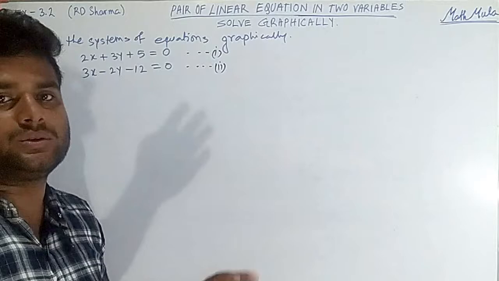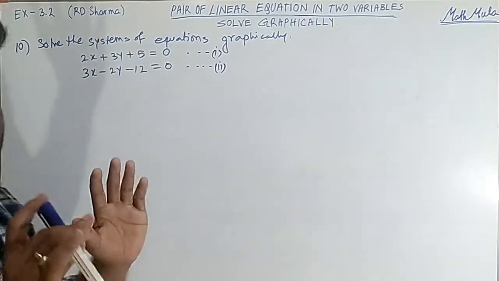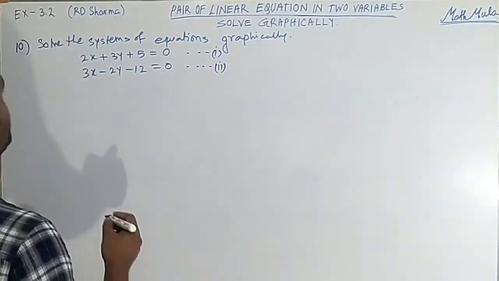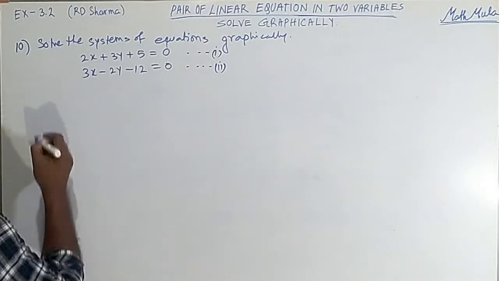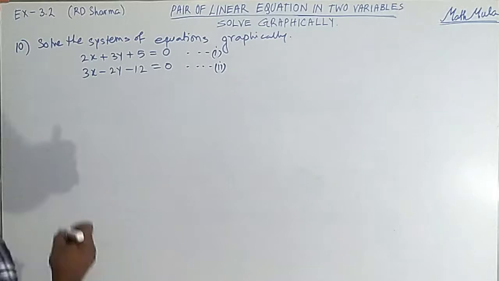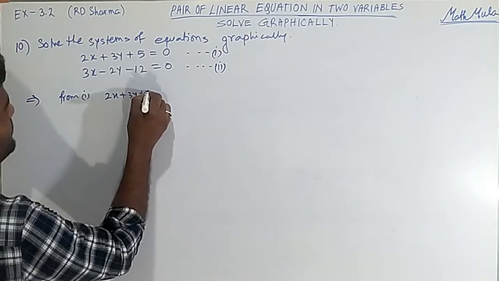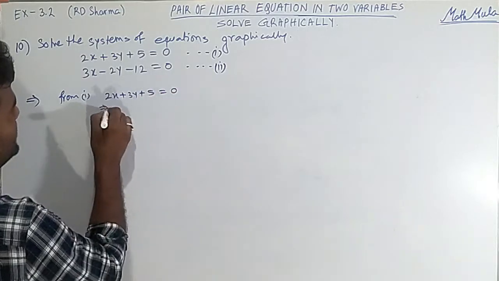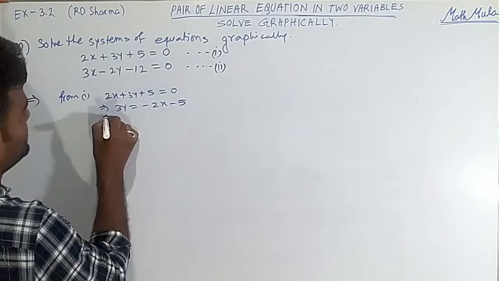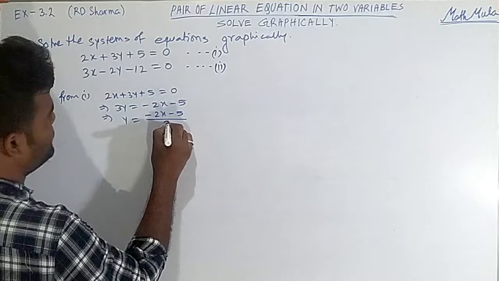First we have to find out the coordinates of 3 points for each line. Then we have to plot these coordinates on the graph and draw the lines. So for finding the coordinates, we have to express the variable y in terms of x. Okay, from equation 1, 2x plus 3y plus 5 equals 0, that is 3y equals minus 2x minus 5, that is y equals minus 2x minus 5 by 3.